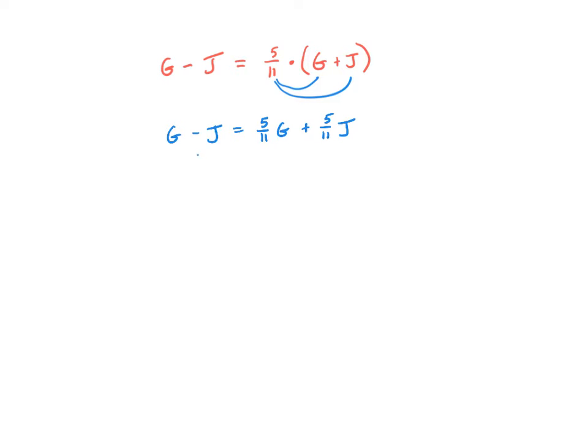And I'm thinking I'm going to add J to both sides. So that gives me G minus J plus J. That just gives me G on the left-hand side. These cancel out. On the right-hand side, we have 5/11ths G plus 1J plus 5/11ths J, which is 1 and 5/11ths J. I can now take 5/11ths G away from both sides.